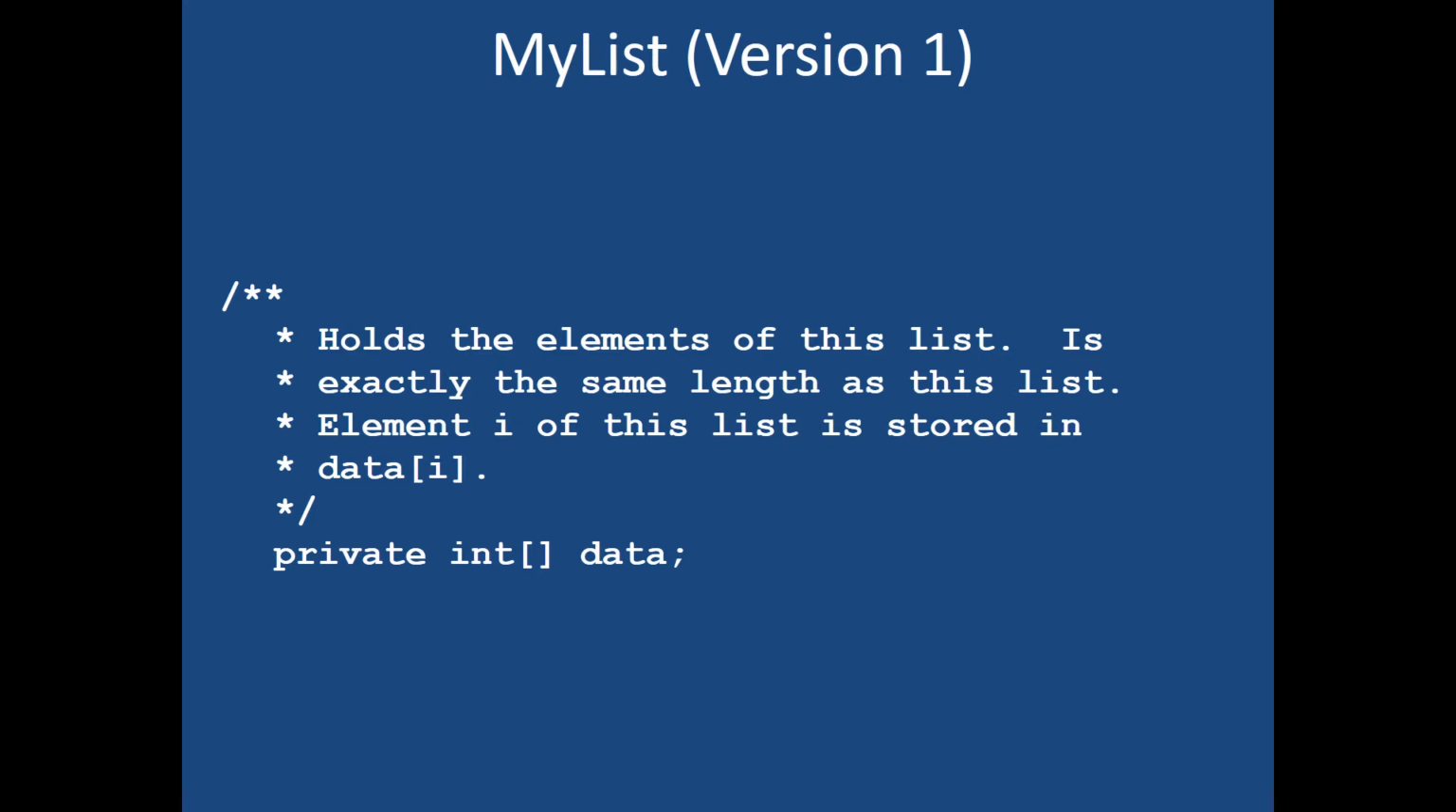So this is what we're looking at in Eclipse. There's MyList. There's the instance variable, a private int array of data, and we see the description of what that array is for, what it does for us. Now I'm going to ask you some questions to see how well you understand this design, this representation strategy.